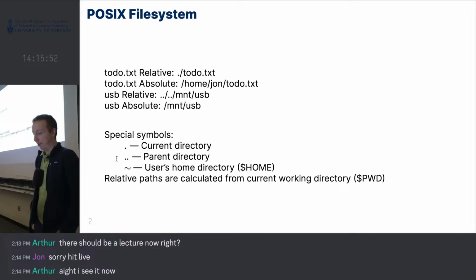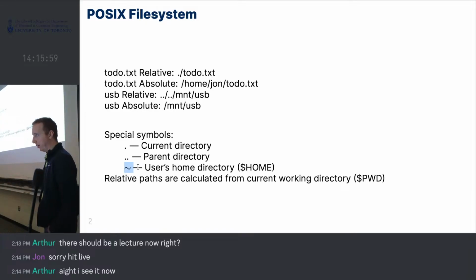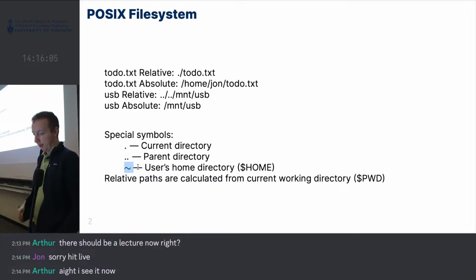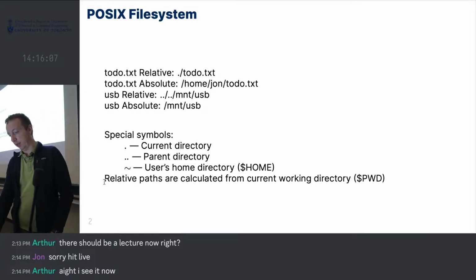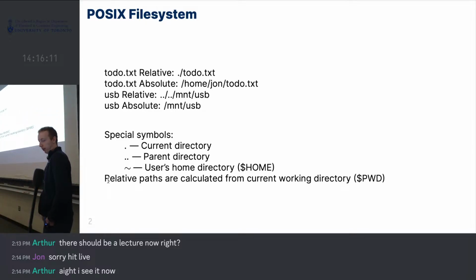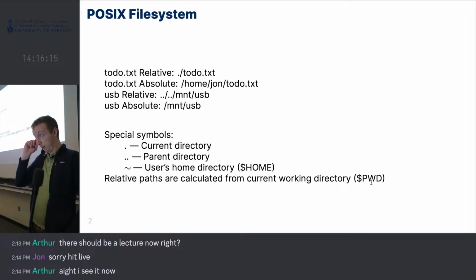So, fun fact. The other special symbol is tilde, and that usually represents the current user's home directory. It's also held in an environment variable called HOME. In this case, it would probably be /home/John, and relative paths are calculated from the current working directory. Each process will have its own current working directory, and it will also be in this environment variable called PWD, or print working directory.